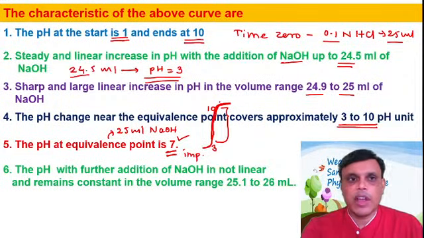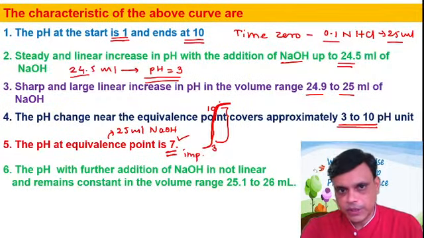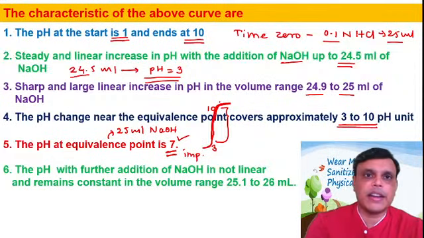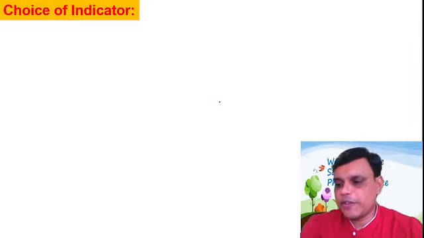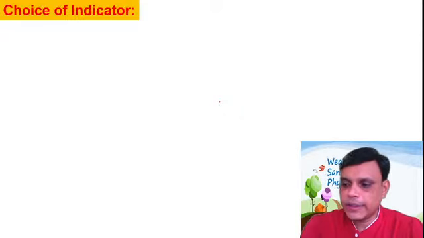Okay. If you understood, then we will go to the next point. Did you understand the characteristic points? Tell me. Then we will go to the choice of indicator. Who understood?